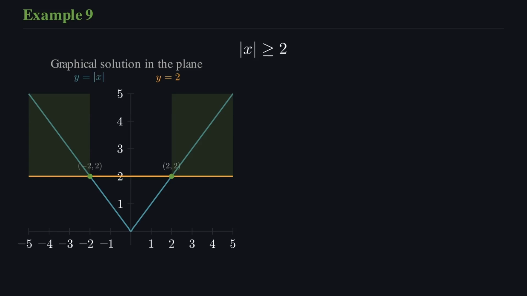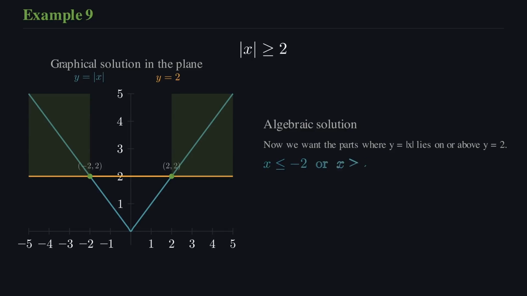On the x-axis, this means x is less than or equal to -2 or x is greater than or equal to 2. Algebraically, absolute value of x greater than or equal to 2 becomes x greater than or equal to 2 or x less than or equal to -2. So the algebraic description of the solution matches the shaded regions.